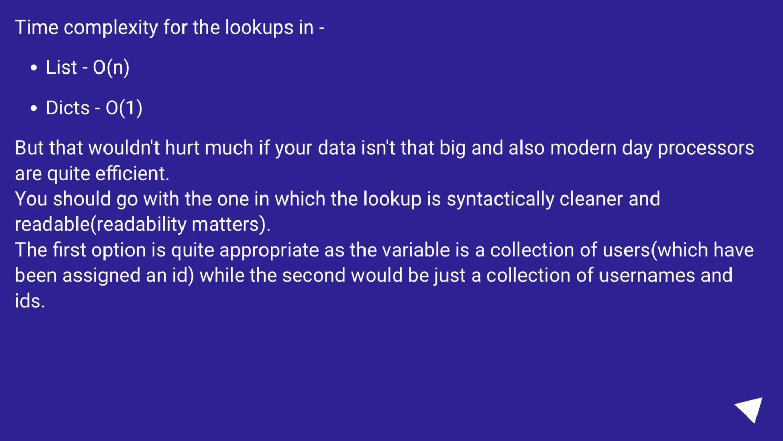Time complexity for the lookups in list, index, is O(1). But that wouldn't hurt much if your data isn't that big, and also modern day processors are quite efficient. You should go with the one in which the lookup is syntactically cleaner and readability matters. The first option is quite appropriate, as the variable is a collection of users which have been assigned an id, while the second would be just a collection of usernames and ids.